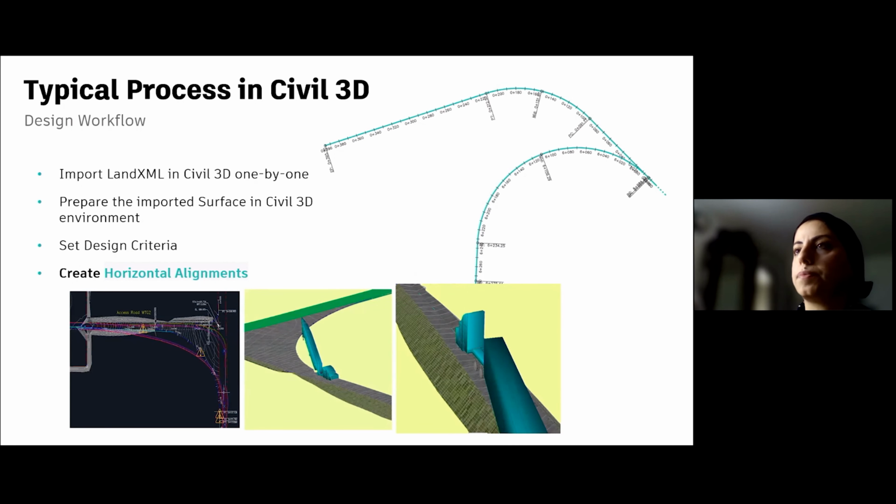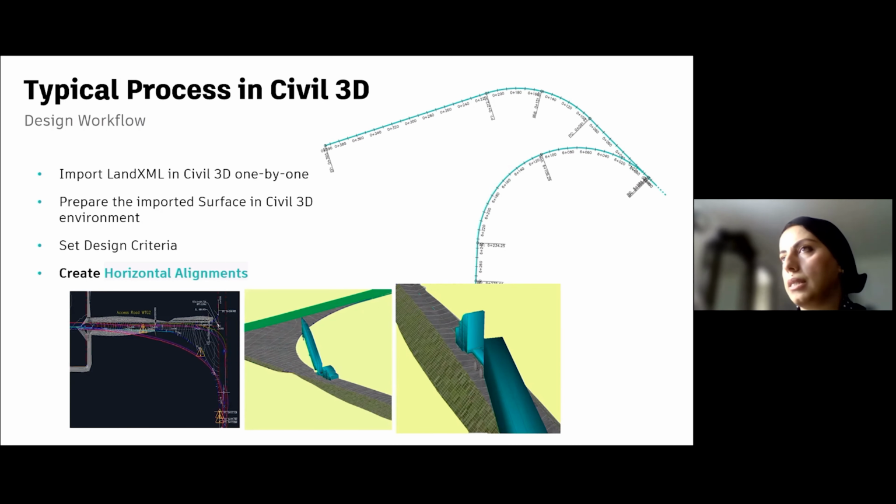All right, so basically, as you can see here, once we set up the surface that we need to build on, we create the horizontal alignment.